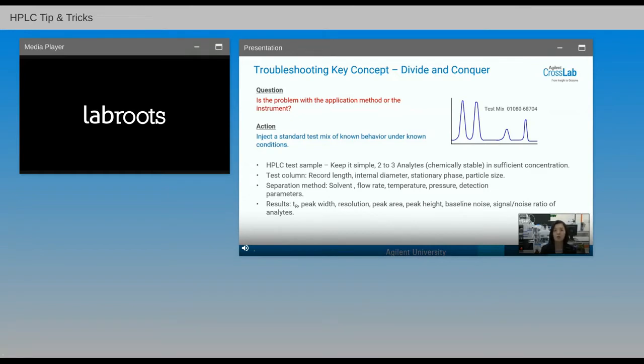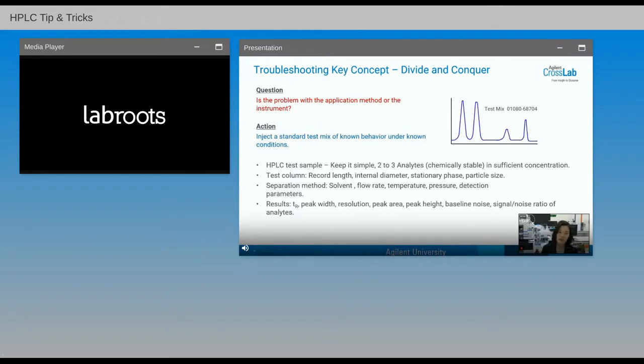Then usually you will use a test column like a C18 column with the recorded length, internal diameter, stationary phase and the particle size. By using the normal column that you usually use to check out the instruments, it can help you have less variation when you want to compare against when the instrument is in good condition.